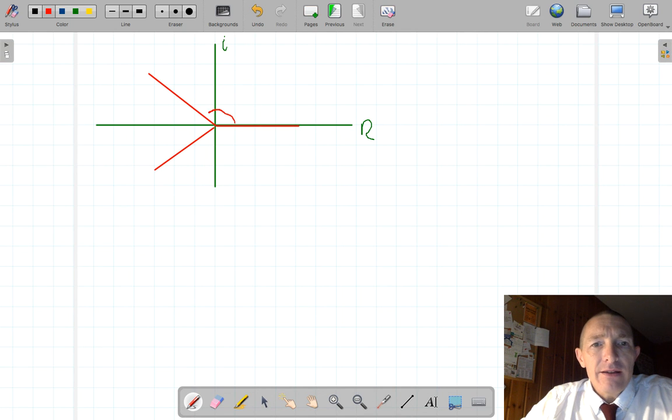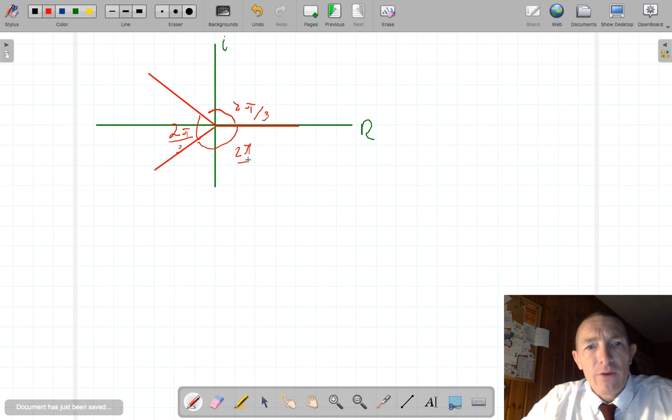This angle in here, 2 pi. This angle all the way around there, 4 pi. So what's this angle here? 2 pi. Sorry, 2 pi over 3. 2 pi over 3. And what's this angle in here? 2 pi over 3. So we've got this beautiful symmetry when we draw it on an Argand diagram as well.